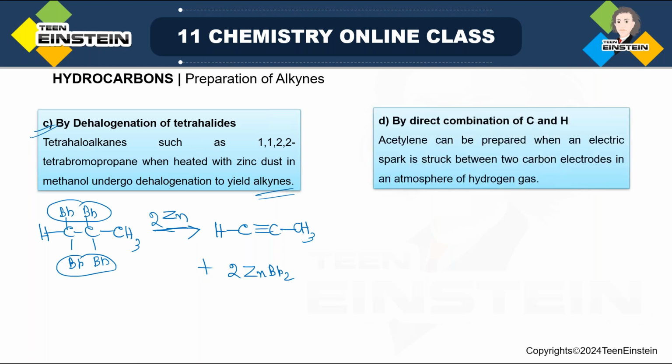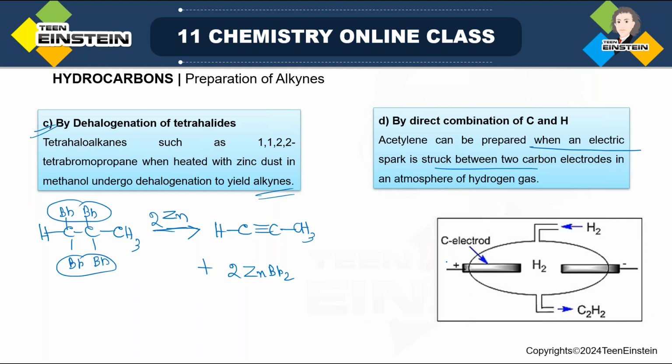By direct combination of carbon and hydrogen, acetylene can be prepared when an electric spark is struck between 2 carbon electrodes in an atmosphere of hydrogen. So here, this will be the picture. Here we have hydrogen and this is the carbon electrode. So we are preparing it directly from the 2 elements, carbon and hydrogen. The net reaction we can write like this: in the presence of electric spark, you will get C triple bond CH, or C2H2. And this is the diagram for this reaction.